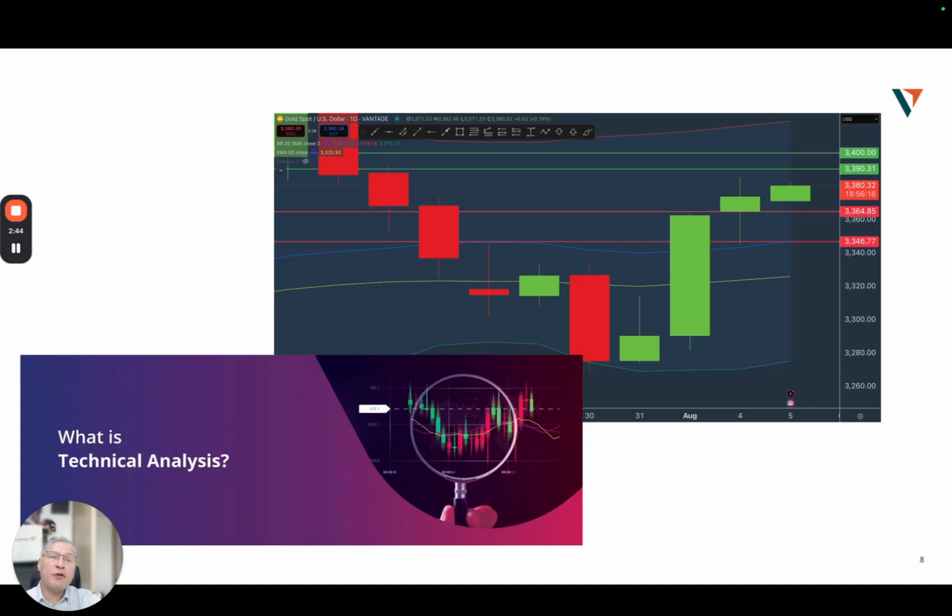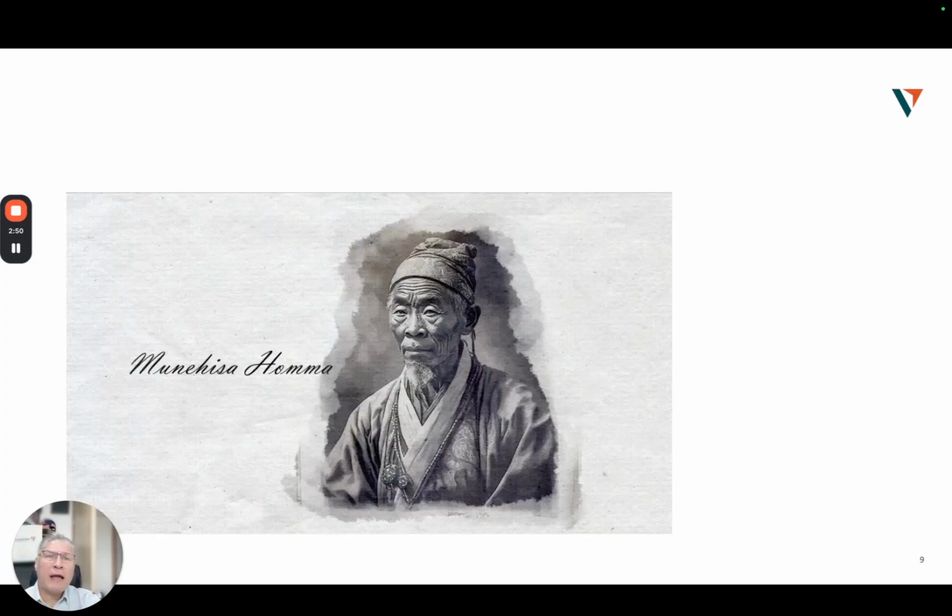But you have to go back hundreds of years to the rice pits of Osaka, Japan, and look for a gentleman named Munehisa Homma, who invented the Japanese candlesticks as a way to try to capture all of the behavior of traders in those rice pits. And we've, of course, advanced the discipline over hundreds of years, and there are lots of different chart types.